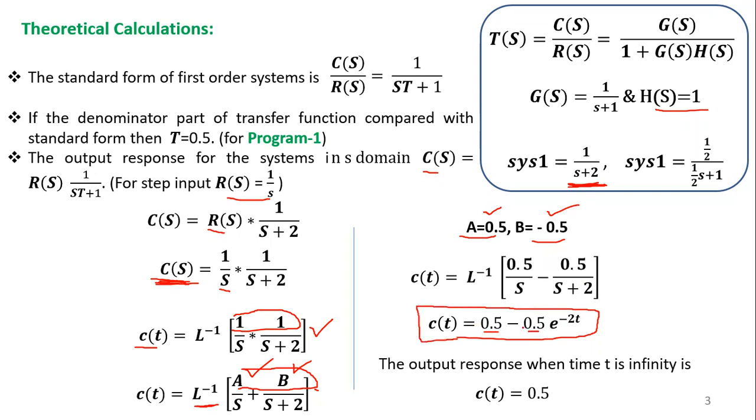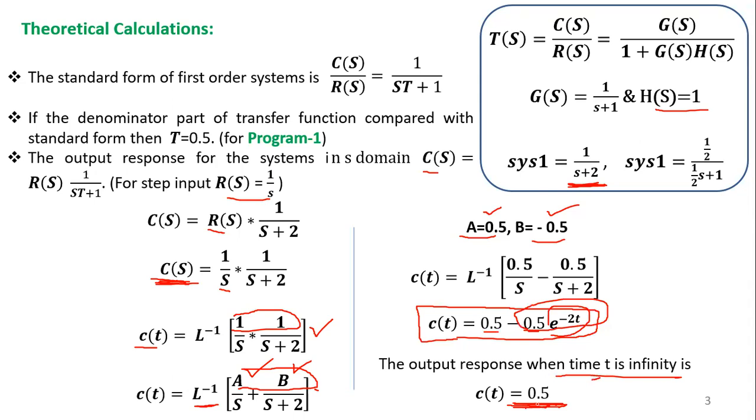And now we need to cross check the output response when time t tends to infinity. That means we substitute t as infinity. Then e power minus infinity is 0, so the second term will be 0. We are getting the output response as 0.5.